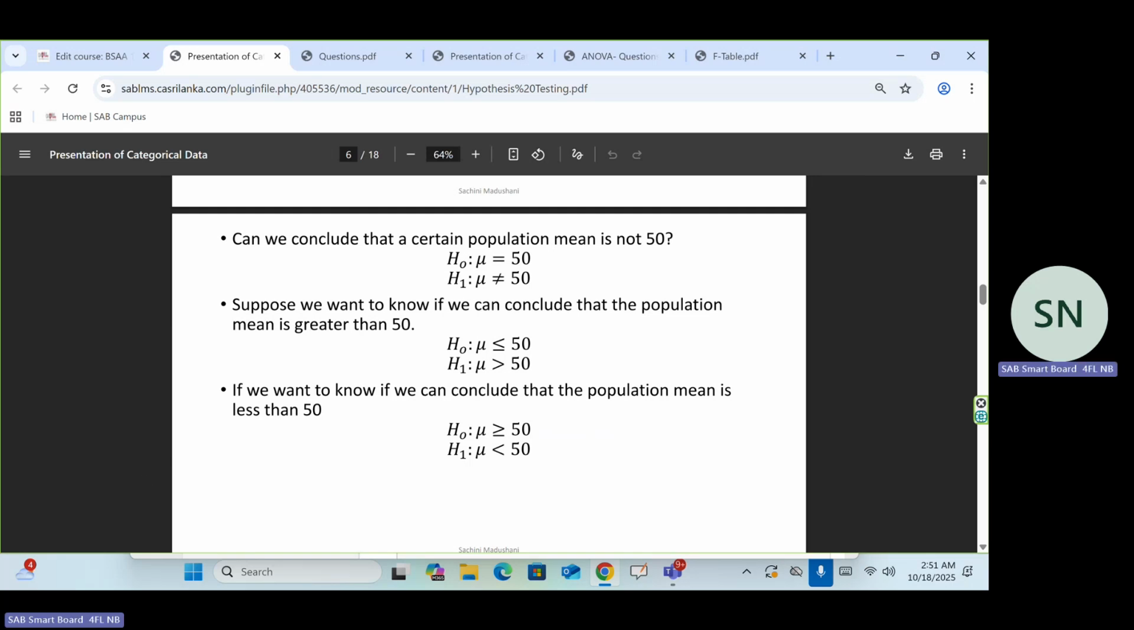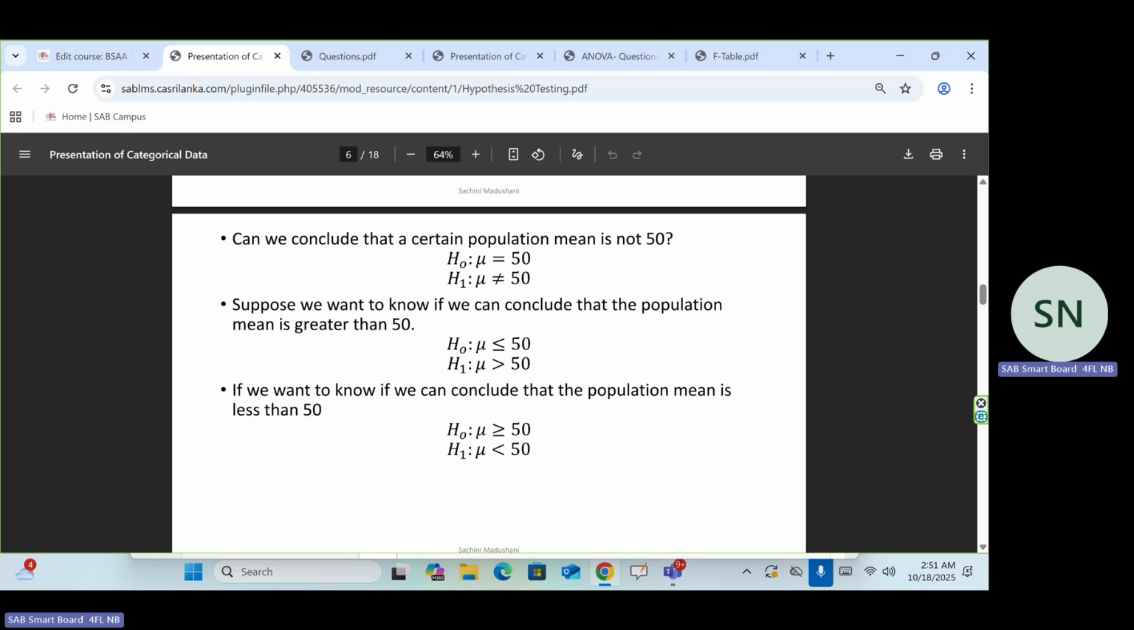Then here we can write H1 semicolon sign mu not equal to 50. Why? Our population parameter is mu. It's clear. Then the null is H0, then semicolon mu. Then here not equal sign is there. Then H0 is equal. Understood?